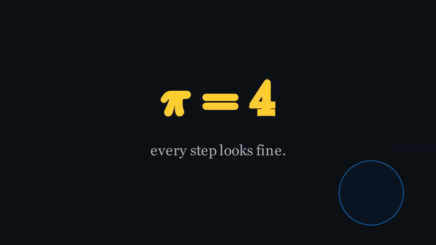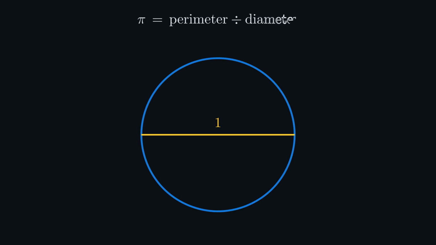Let's build it. Start with a circle. Let's say its diameter is exactly 1. That's the distance straight across through the middle. And here's the only fact about pi you need for the whole video. Pi is the circle's perimeter divided by its diameter. That's it. That's the definition. So if the diameter is 1, then the perimeter, the distance all the way around, is pi, roughly 3.14.